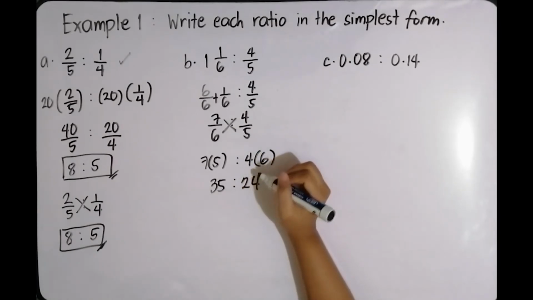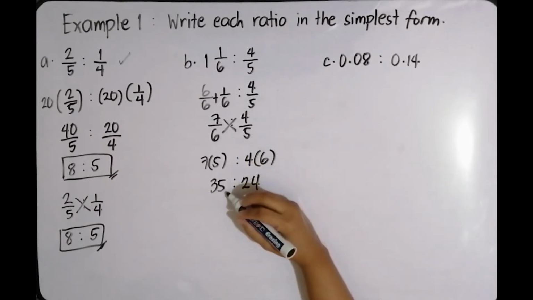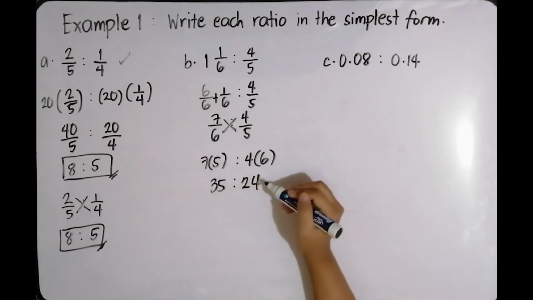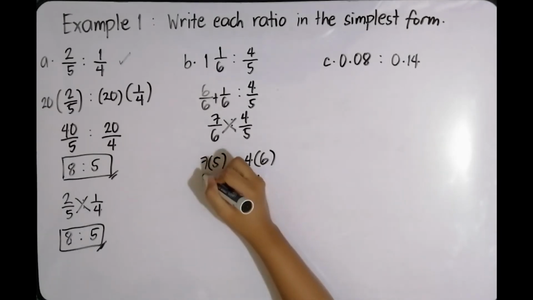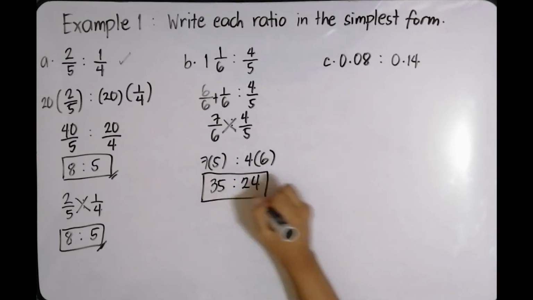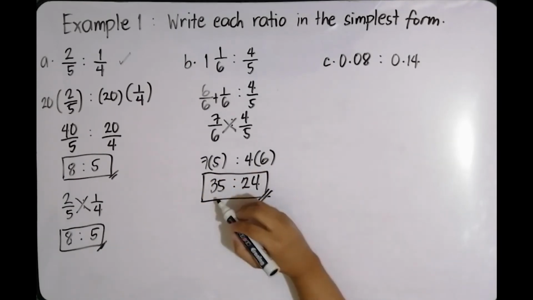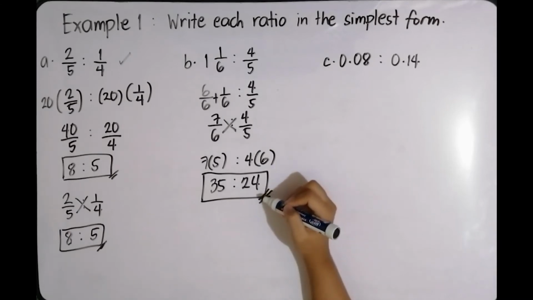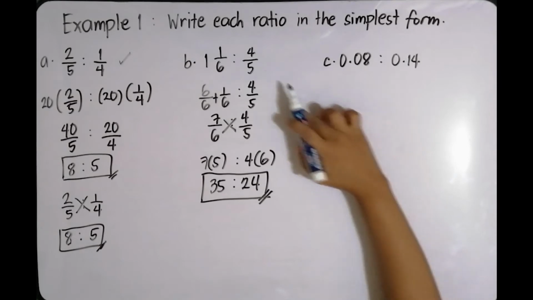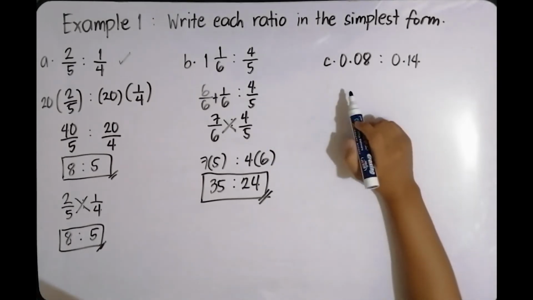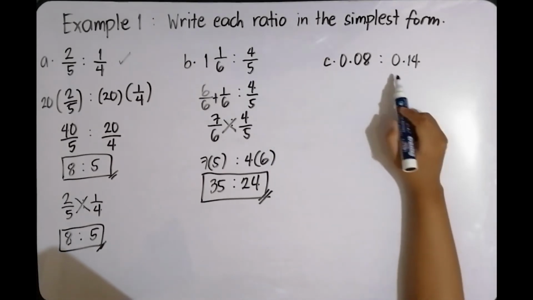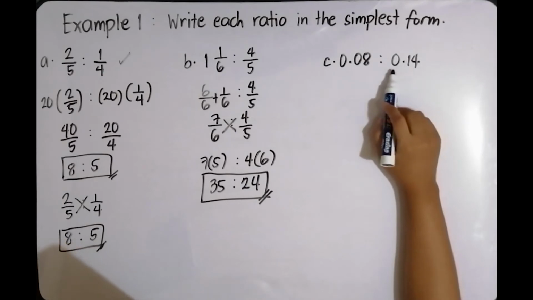So are there any common factors? The GCF of these two is 1. Since our GCF is 1, this is the simplified form of our ratio. And last example, we have 0.08 is to 0.14.